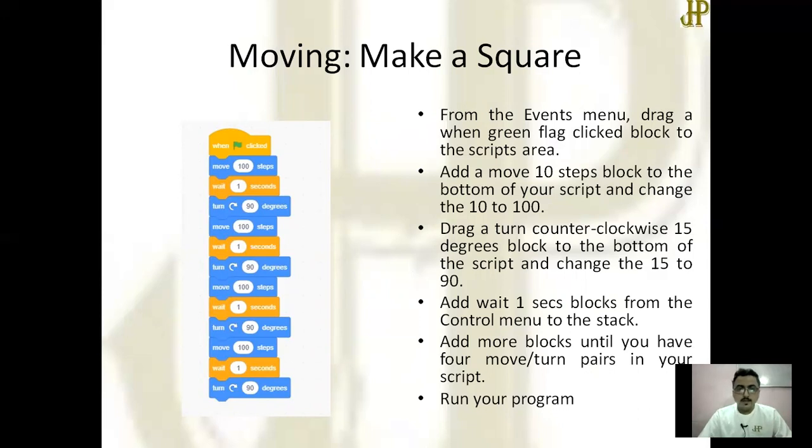Okay, here you can see that we need a move block. So I have chosen move 100 steps. It moves forward 100 steps. After that, I have chosen a wait condition for 1 second. After that, one line is completed.